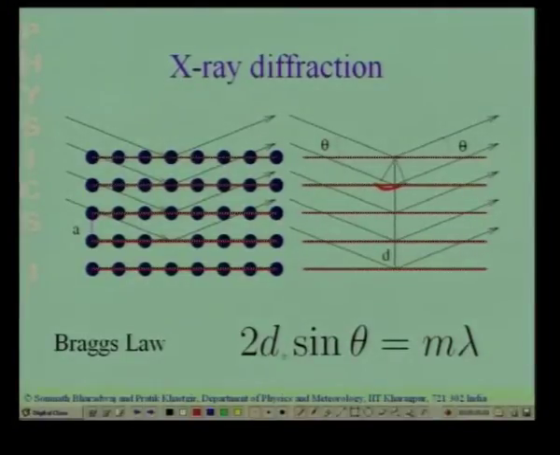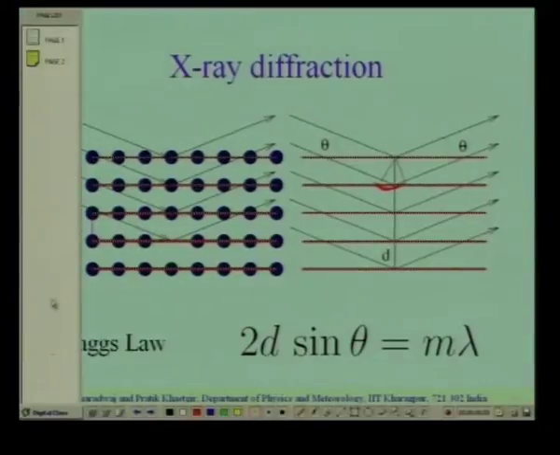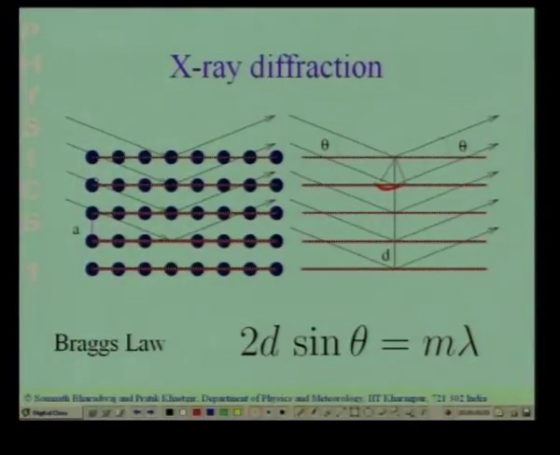2d sin theta is the path difference between the waves reflected from two consecutive planes, and if the path difference is an integer multiple of the wavelength, we know that they are going to be in phase, and that is the condition for a maxima. So, what Bragg proposed, this is called Bragg's law, is that we can think of this complicated situation in terms of reflection from a set of planes drawn through the crystal, and this is a particular set of planes.